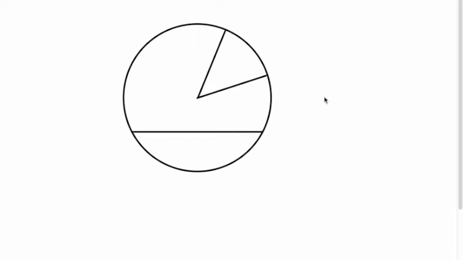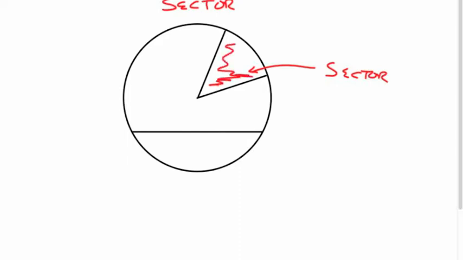Hey everybody, what we're going to be talking about today is circles, but more specifically we're going to talk about sectors. Sectors are parts of circles, and in this case a sector is going to be this piece right here on the inside, or the pie piece. That's what's called a sector. So the sector is the actual pie piece. It's all of this space inside here.